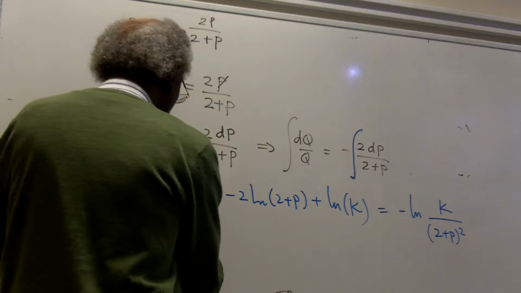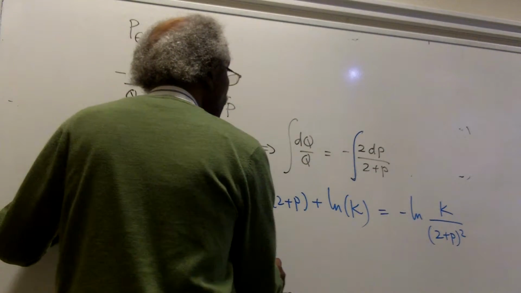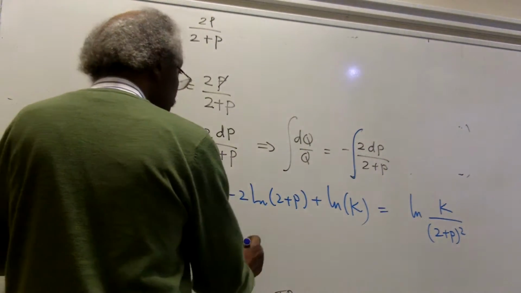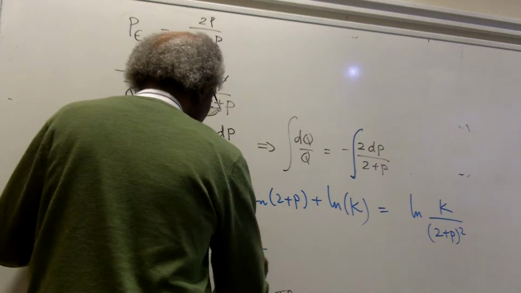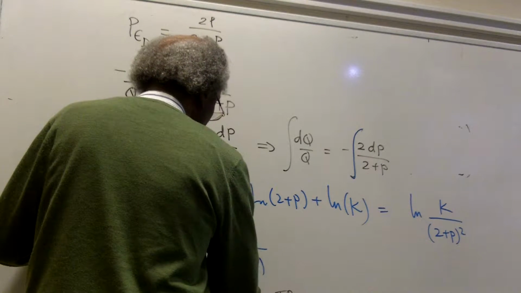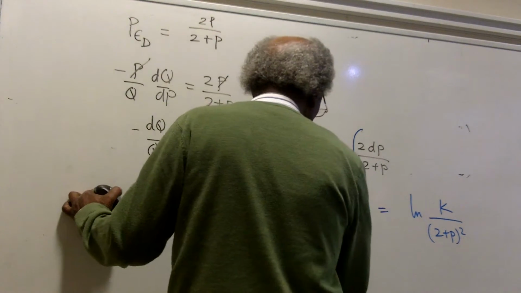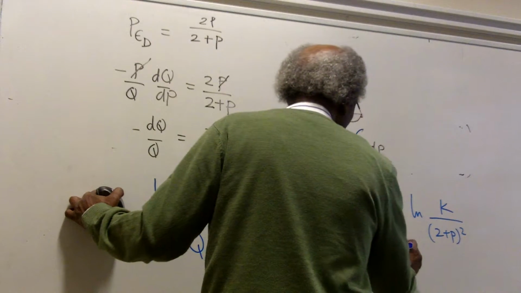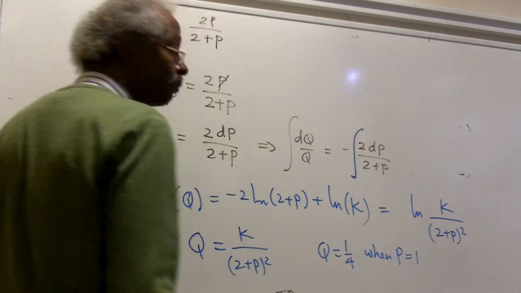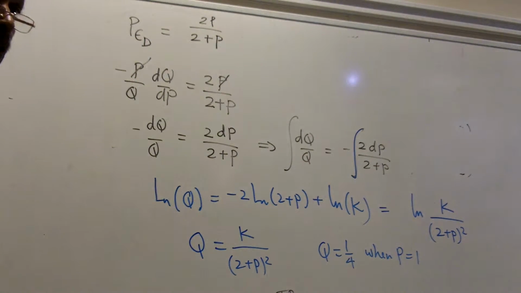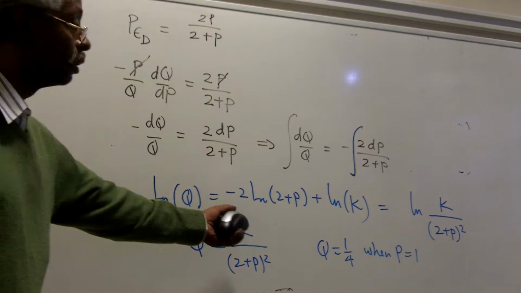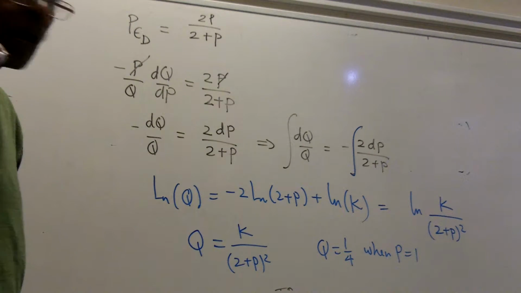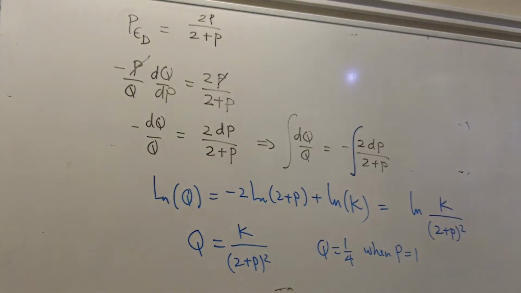Alright, so from this Q is K over (2 plus P) squared, and I know that Q is equal to 1 over 4 when P is equal to 2. That's given. Now these values are used to give K a value.